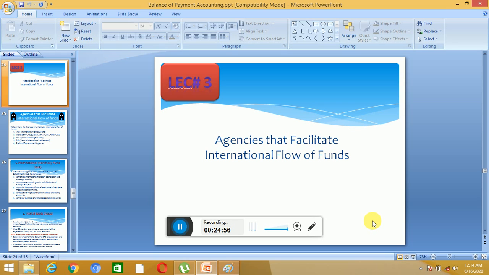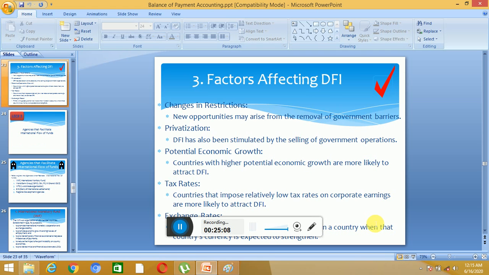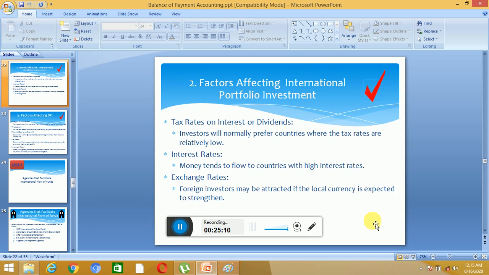And for the agencies that facilitate international flow of funds, there will be an assignment on that. Inshallah, in the next class we will discuss that assignment as well.